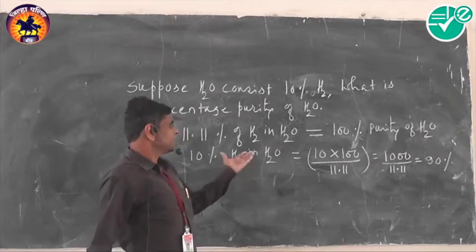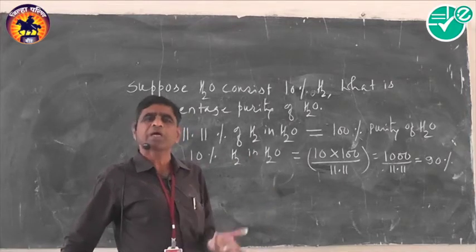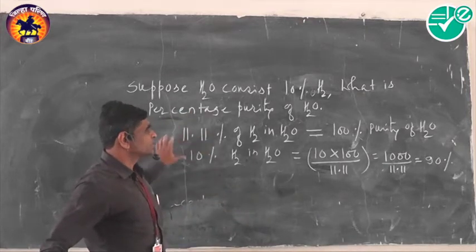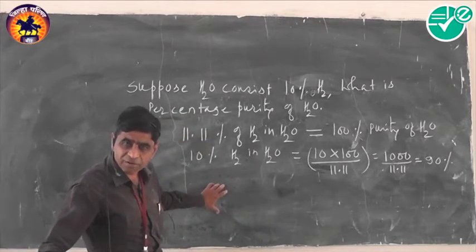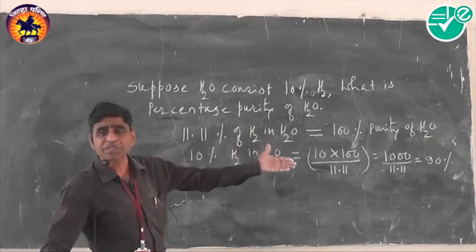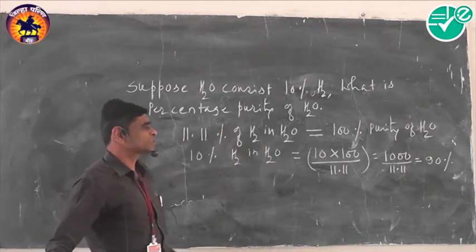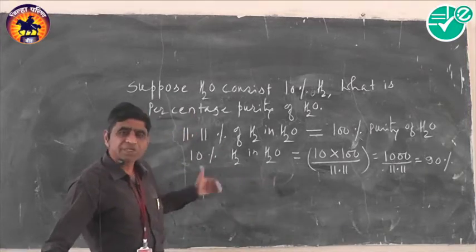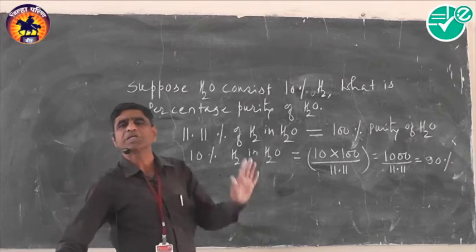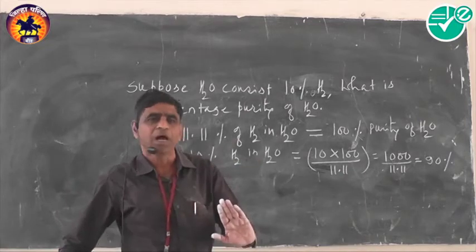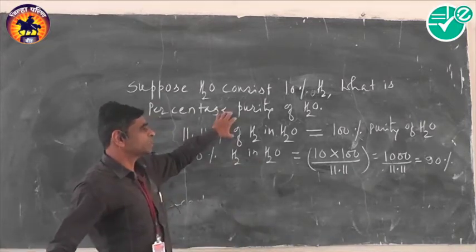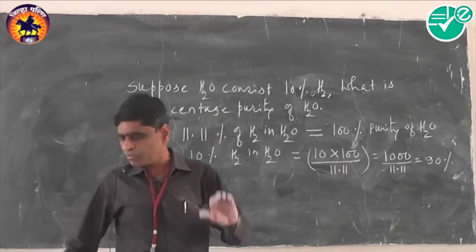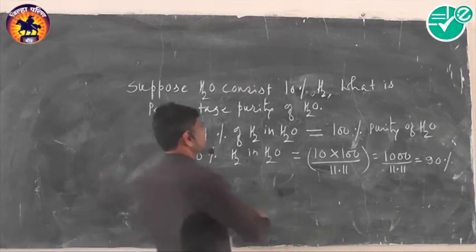Then similarly, from the percentage of oxygen, you can also calculate the percentage purity. You know that if a sample of water consists 88.88% oxygen, then it is 100% pure. And if it consists less percentage of oxygen instead of 88.88, then no doubt it is not 100% pure. And thus remember, percentage purity of a sample of compound can be calculated from the percentage of element in the given compound.